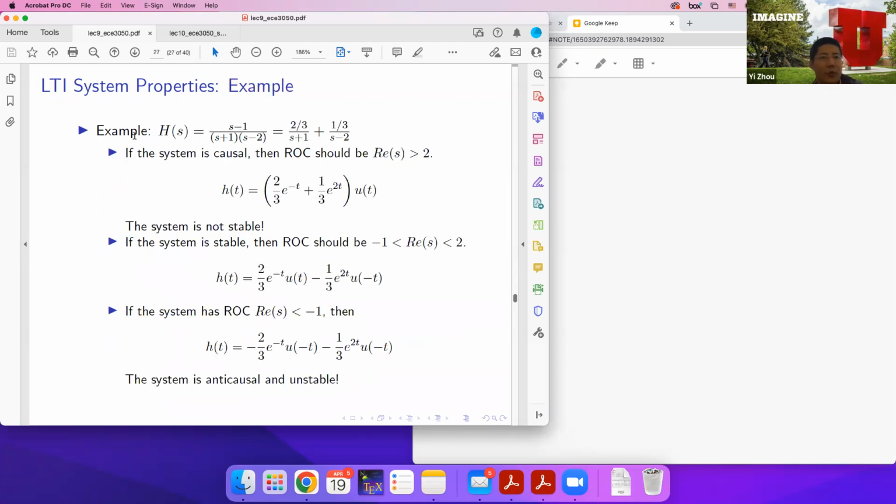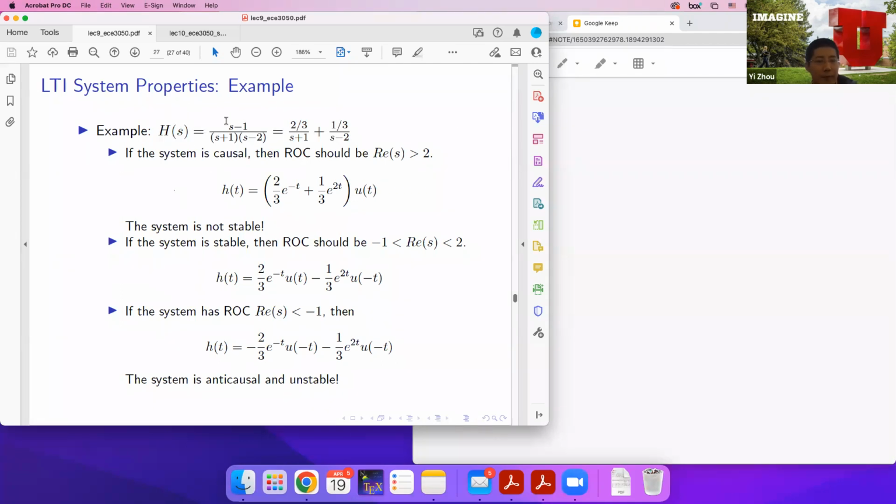And this example shows that for an LTI system with different properties, the corresponding system impulse response can be substantially different. So if we consider an impulse response whose Laplace transform takes this rational form, and we do a partial fraction expansion, we can have these two smaller fractions.